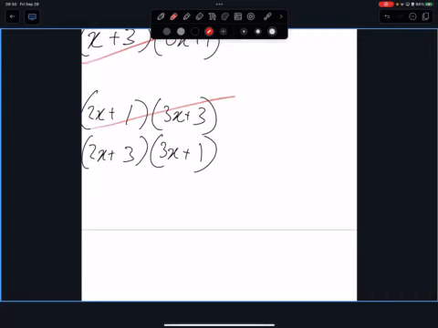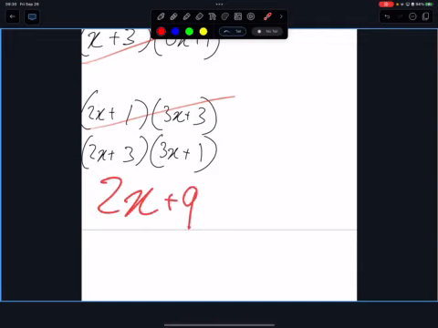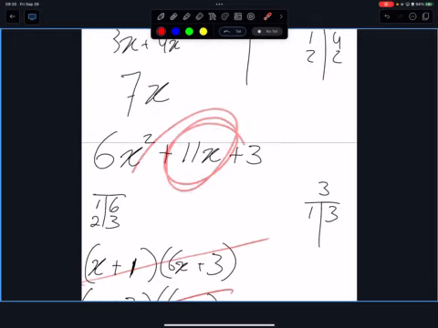So the last one I'm not even going to do because it should be that one. But since you are from 4, you are going to check. 3 times 3 is 9x. Yes, you have 2x plus 9x equals 11x. There we go. That's the answer.